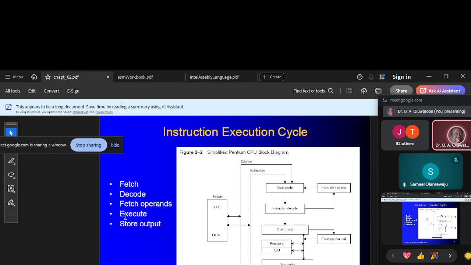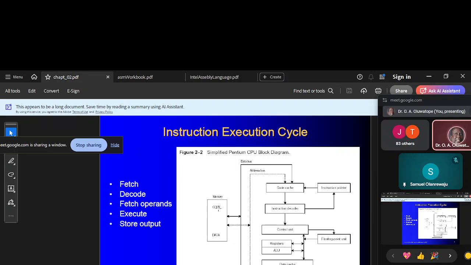So let's assume you have a program snippet, 10 lines. Once the first line is fetched, line 1 is decoded, the operands are fetched, the instruction is executed, then the results are written in the memory. The next thing is to fetch the next instruction. It continues until it encounters stop and end. So this is what is known as instruction execution. And that's all that is in this diagram here.